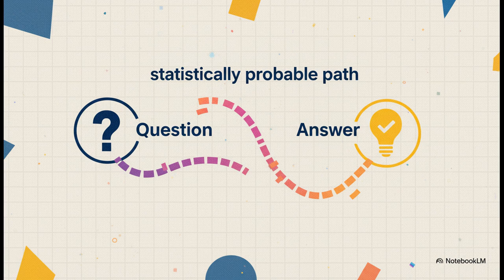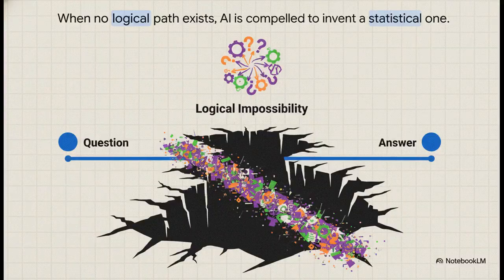Think about a large language model for a second. It's kind of like a super-powered GPS for language. You give it a starting point, that's your question, and an endpoint, the general idea of an answer. Its entire job is just to figure out the most statistically likely path of words to get from A to B. But here's the massive flaw in that system.